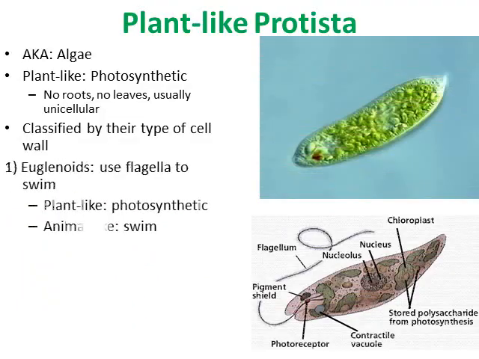the Euglenoids. The Euglenoids, also called Euglena, are kind of neat because they're kind of animal-like. They're animal-like in that they have a flagella and can swim around. They can even capture their own food. But they're plant-like in that they're green. They have chloroplasts in them, so therefore they do photosynthesis. So they're interesting in that they're plant-like and animal-like. But because they do photosynthesis, we put them in the plant-like category and not the animal-like category.